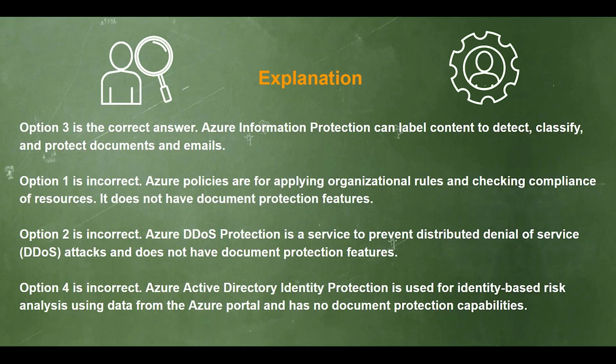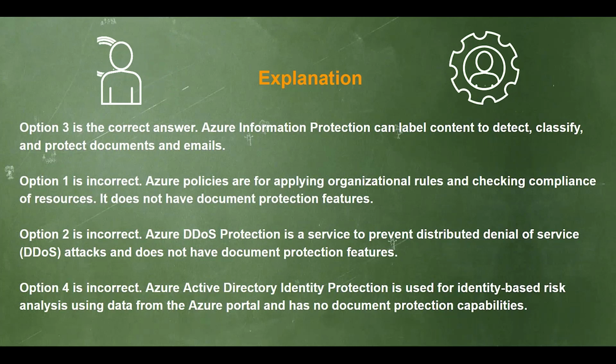Explanation. Option 3 is the correct answer. Azure Information Protection can label content to detect, classify, and protect documents and emails. Option 1 is incorrect. Azure policies are for applying organizational rules and checking compliance of resources. It does not have document protection features. Option 2 is incorrect. Azure DDoS protection is a service to prevent distributed denial of service attacks and does not have document protection features. Option 4 is incorrect.